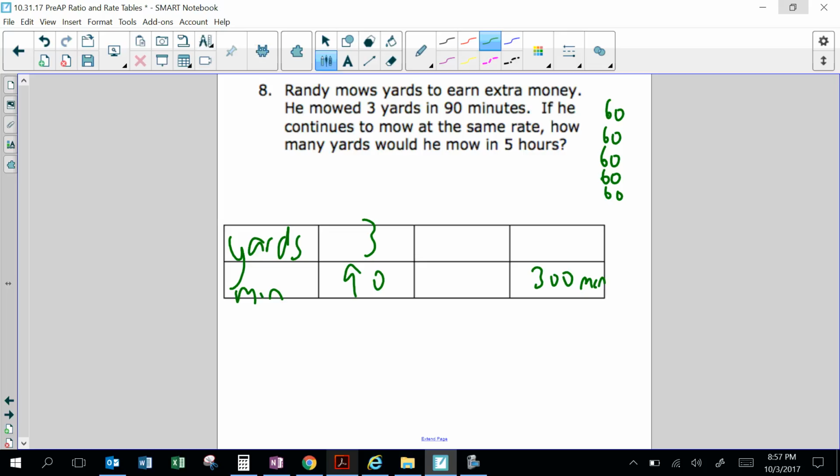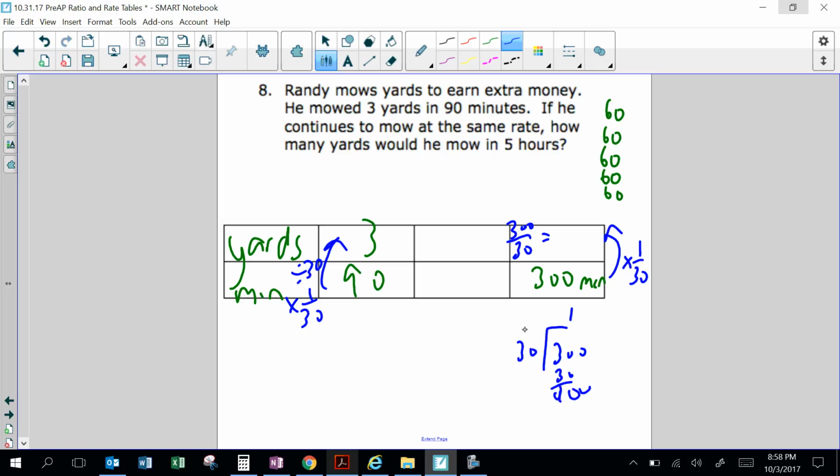Can 3 go into 90? What's the scale factor? Or can 90 go into 3? Times 30 going down, or divide by 30, or times the scale factor of 1/30. So 300 times 1/30, 300 divided by 30, is 10. So it's 10 yards in 300 minutes, or 5 hours.